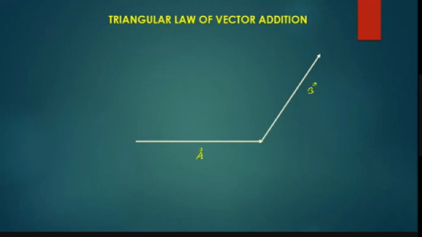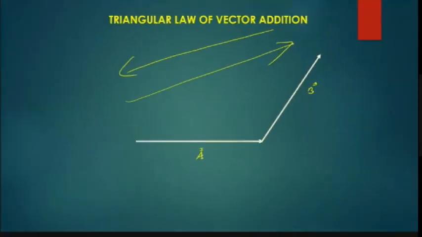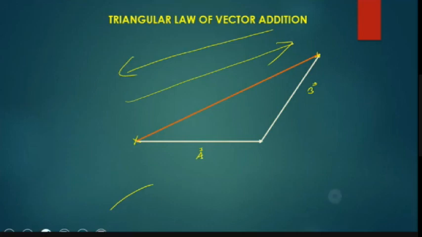Now, how to draw the resultant vector? I can complete in this direction as well as in this direction. Which one I have to take? The tail of first vector is here. Where is the head of second vector? Here. From the tail of first vector to the head of second vector, you have to draw the line. That will be the resultant. So this is the direction. This is wrong.